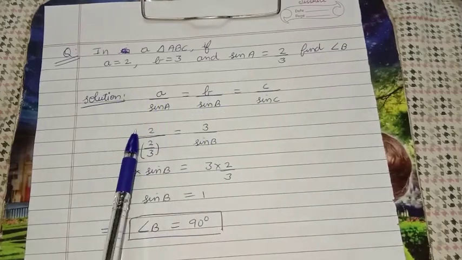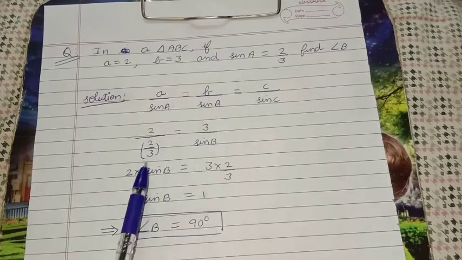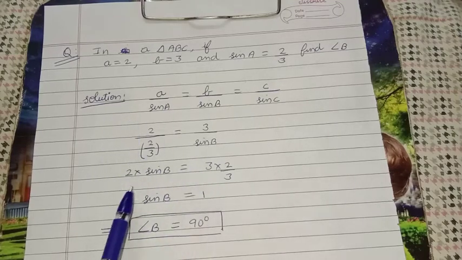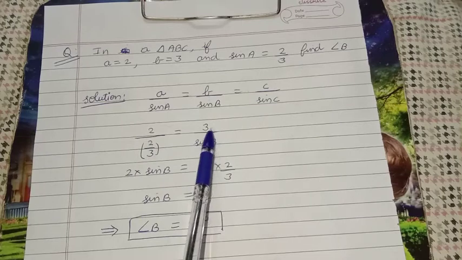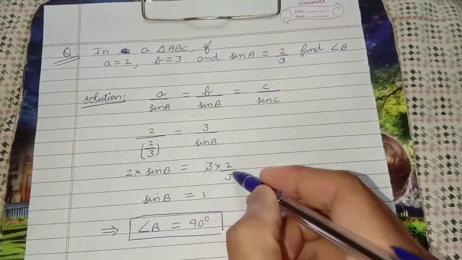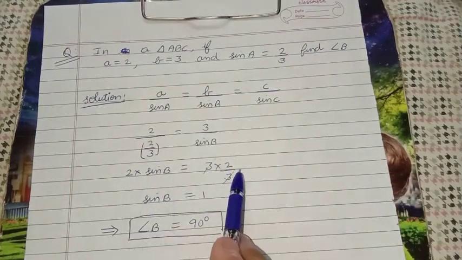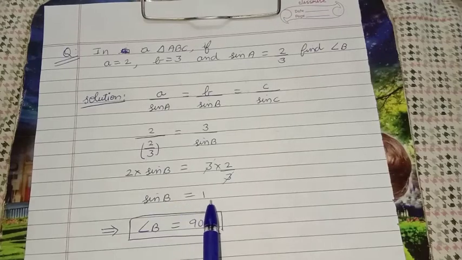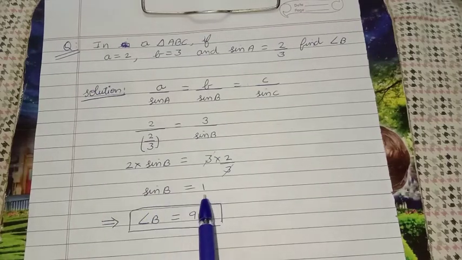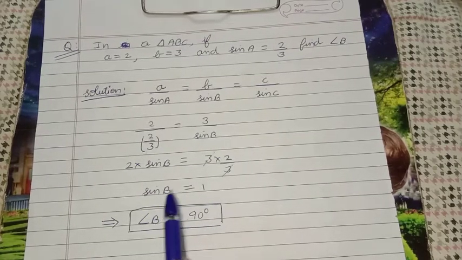So a is how much? It is 2. 2 upon sine of A, which is 2 by 3, is equal to b, which is 3, upon sine of B. Now cross multiply. So 2 times sine B is equal to 3 multiplied by 2 by 3. 3 and 3 will get cancelled. Then 2 on both sides will get cancelled. So the answer is sine B is equal to 1. Now friends, if you remember the formulas and the values, sine theta is 1 for what value of theta? The value of theta should be 90 degrees, and therefore we can say that angle B is equal to 90 degrees.